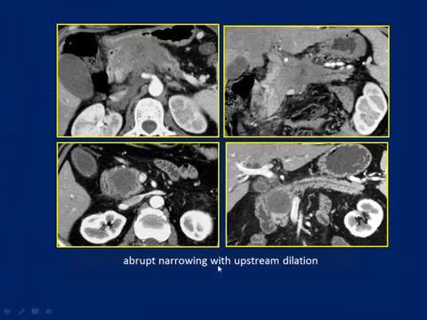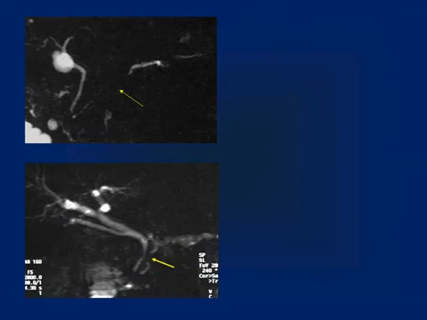The abrupt narrowing with the upstream dilation is seen in more distally located lesions, like in tumor of the body or tail of the pancreas, which infiltrate the main pancreatic duct and cause this type of dilation, or extensive lesion located in the head of the pancreas. In this case, we see the dilation of the main pancreatic duct at the level of the body and tail of the pancreas.